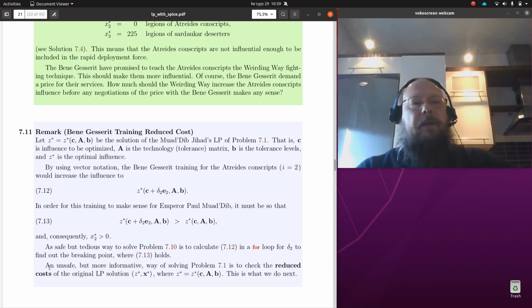Okay. Then another thing, there is an unsafe but more informative way of solving this problem 7.1, and that's basically just to check the reduced costs of the optimal solution Z star X star, where we are looking at this problem. And this is precisely what happens next, in the next video, and that should be the key example or key part where we explain via example what the reduced costs really mean. See you in the next video.